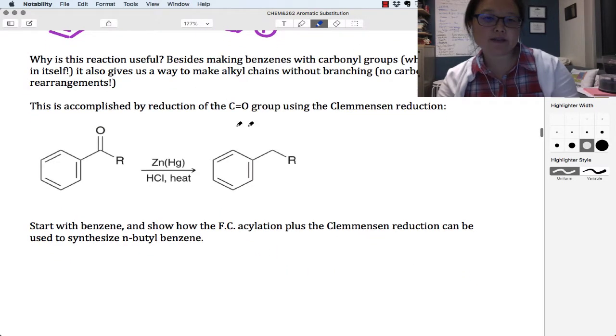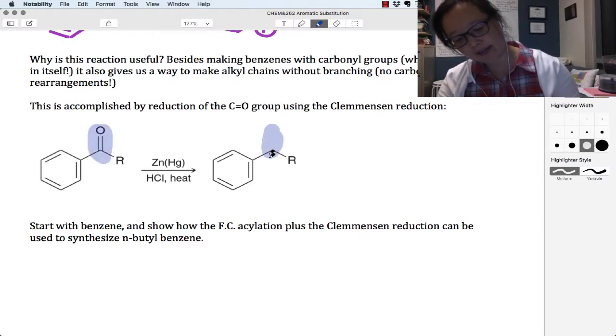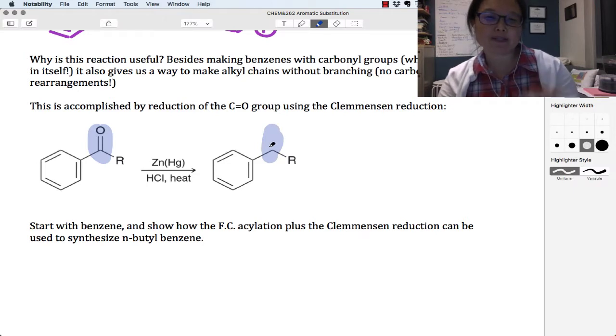Now this is really useful because if I want a straight chain, I can't do it with the alkylation because it rearranges, but I could do it with the acylation, and then maybe I can just get rid of the C double bond O by reduction. So what do I need to reduce? I usually need metals. So here's zinc mercury amalgam, so it's this alloy of zinc and mercury with acid and heat, helps to get rid of a C double bond O. It's just gone. It's replaced with H's. Okay, so this is reduction.